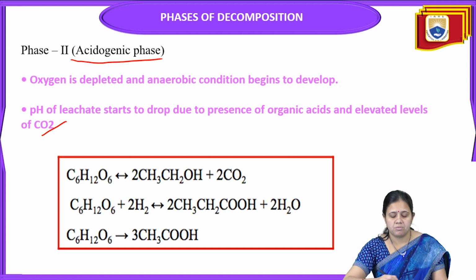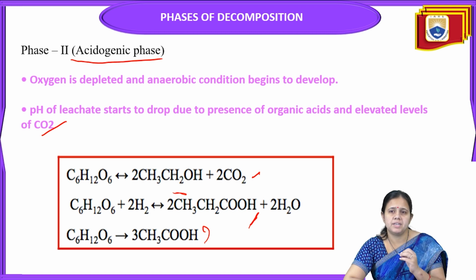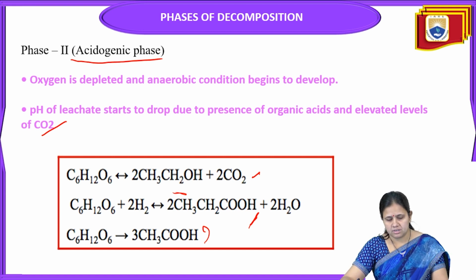You can see this type of reaction takes place. First of all, carbohydrate is broken down into carboxylic acid. Because of this, the pH of the leachate starts dropping, due to the presence of organic acids and elevated levels of CO2. In phase 2, oxygen is reduced and depleted. Then this condition starts.